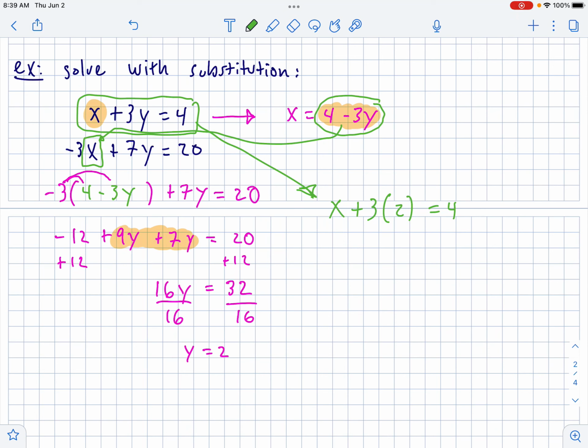So that's x plus 3 times 2 equals 4. So we get x plus 6 equals 4. Subtract 6 from both sides, and we get x is equal to negative 2. So our final answer is negative 2, positive 2. So that is the substitution method. Get a variable by itself and then plug it into the other equation.